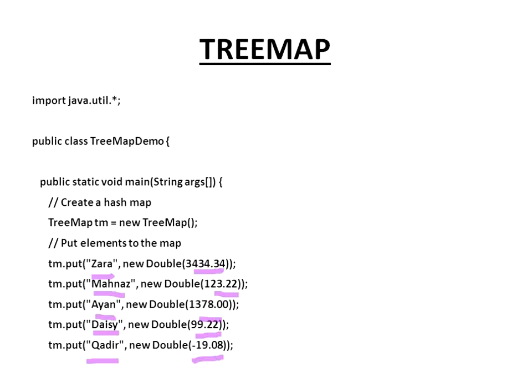Zara 3434, and after Zara it will, okay, I have written Ayan. Why Ayan first? Can you write down the complete output? Please write down the complete output.